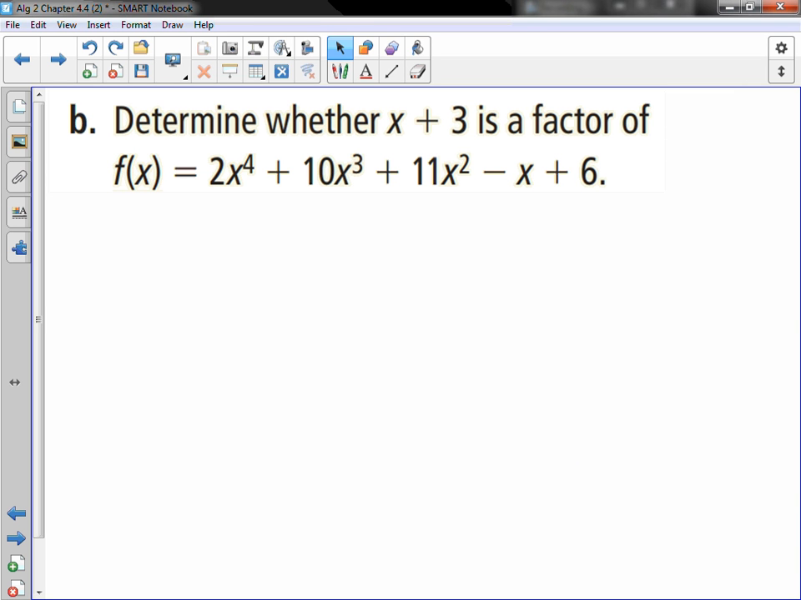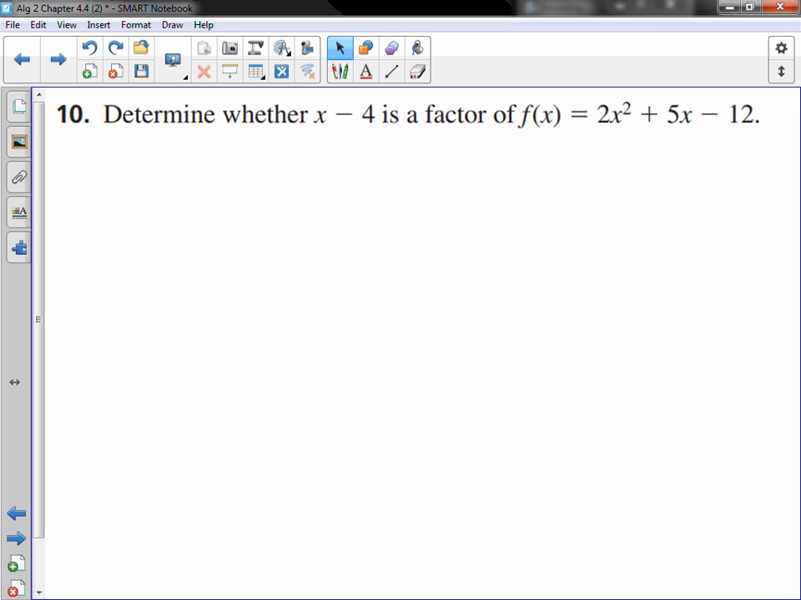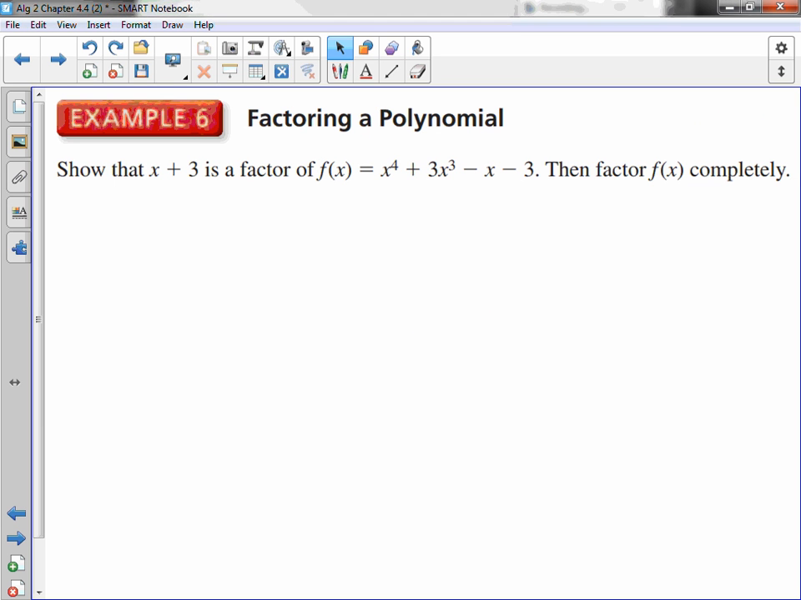Do we need to see another example of determining whether it is a factor or not? We feel good with this here? Yes? Okay. We'll skip these two. Okay.